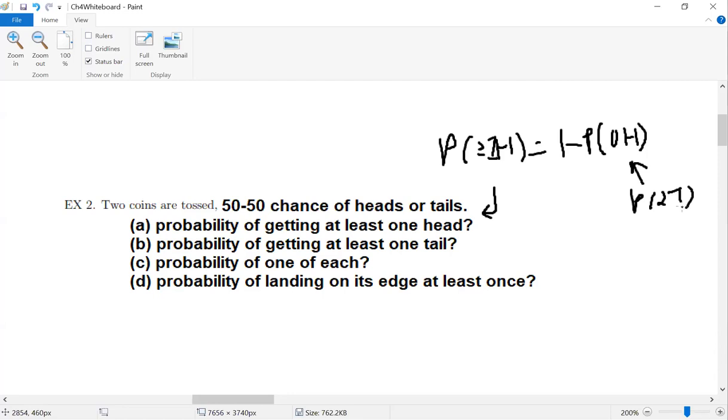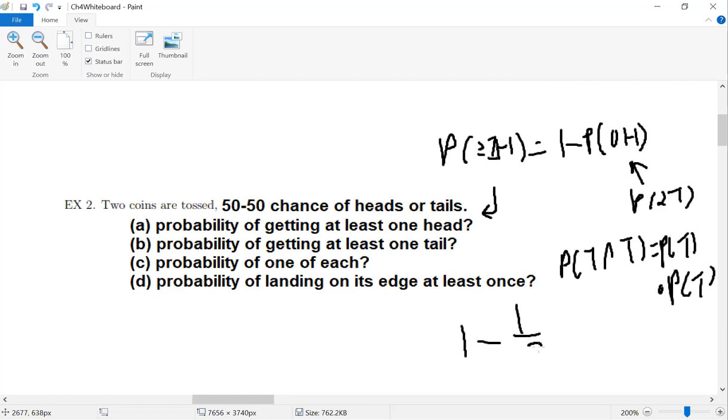The probability of getting two tails, we notice heads and tails are independent of each other. We roll a head, next trial doesn't matter. So we can use the one where the probability of A and B, so tails and then tails, is the odds of tails times the odds of tails. So the probability of tails and tails is equal to probability of tails times probability of tails. The odds of tails are 50-50, 1/2 times 1/2. So we have 1 minus probability of two tails, so PT times PT, 1/2 times 1/2. That's 1 minus 1/4, 3/4. So for part A, the odds of getting at least one head are 75%.